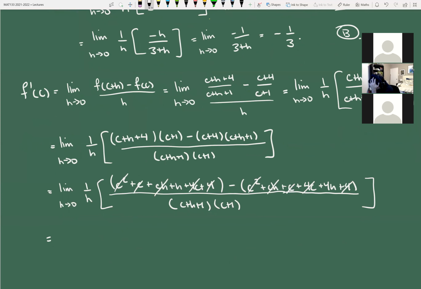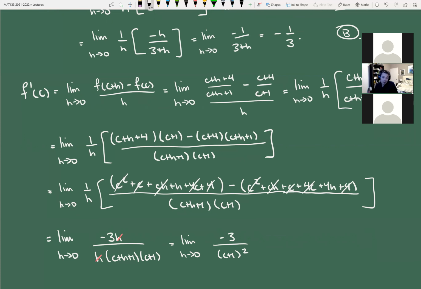And so this is going to be equal to the limit. Somebody tell me if I made a mistake here. Okay, so what's just left over? I got h minus 4h. So I think that's negative 3h divided by h times c plus h plus 1 times c plus 1. Again, these h's are going to cancel. So that would give me the limit as h approaches 0 of negative 3 over c plus 1 squared.